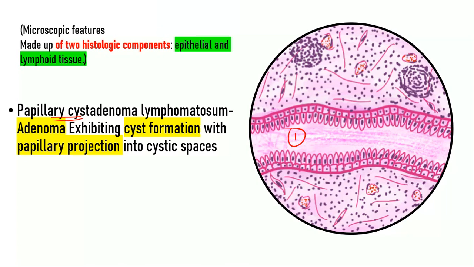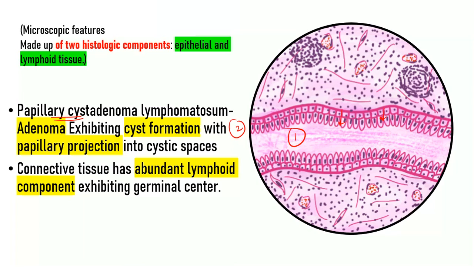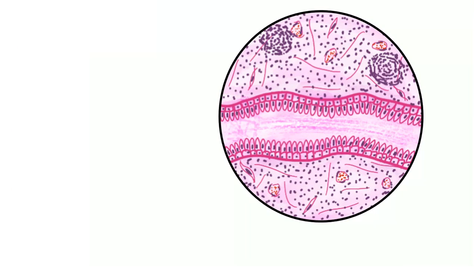These are cystic spaces. They are lined by papillary projections into the cystic spaces and a connective tissue which has abundant lymphoid component exhibiting certain germinal centers. Okay, so let's just go over this once again. We have cyst formation with papillary projections into the cystic spaces, and the connective tissue has abundant lymphoid component with few areas exhibiting the germinal center.